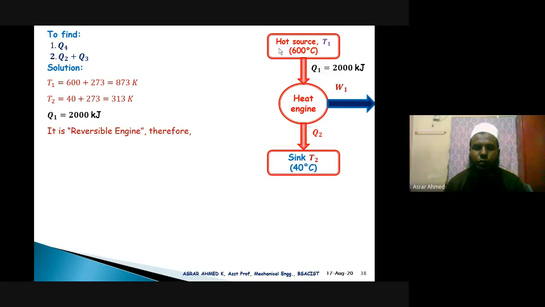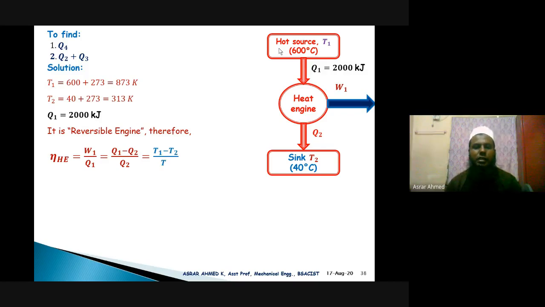Therefore, the efficiency of this heat engine can be written as the output by input. Output is W1 for this, and Q1 is the input. Which can again be written as Q1 minus Q2 divided by Q1. Now since it is reversible or Carnot, this Q can be written in terms of temperatures.